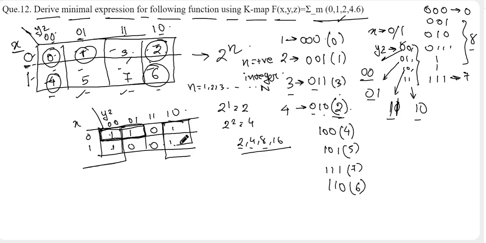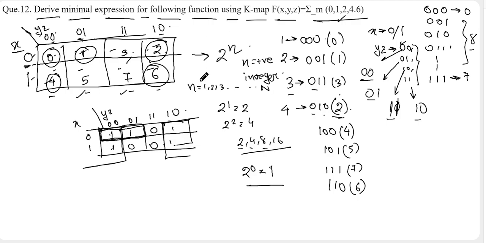So we can make a group of 4, and we have to make sure that no one is left out in the K-map. So if there is a single one and we can't make a group of any 2, 4, 8, or 16, we can make a group of 2 to the power 0, which is equal to 1. So we can also take an individual one.